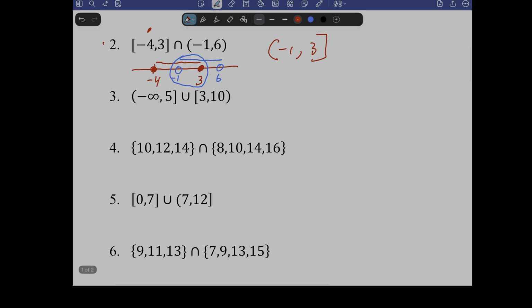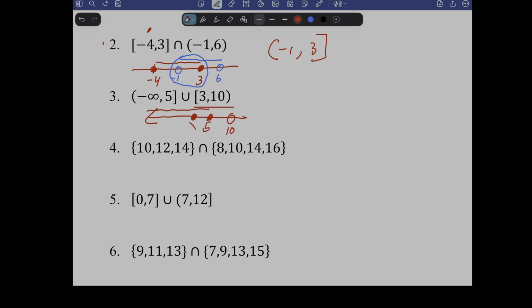Number 3, we have a union between -infinity and 5 and 3 and 10. Well, I can show you right now that this one would be here, and I'll just put a 5 right here with a hole, okay? This one starts at 3 with a hole and goes to 10 with that. So now this one goes all the way there. This one goes all the way here. It doesn't matter if it only happens once or twice.